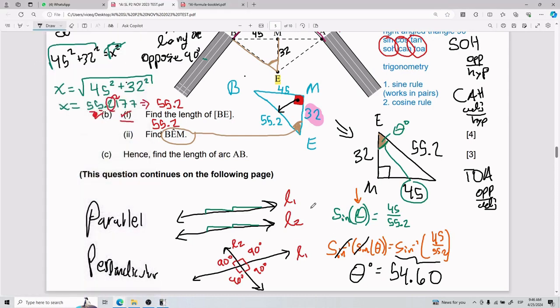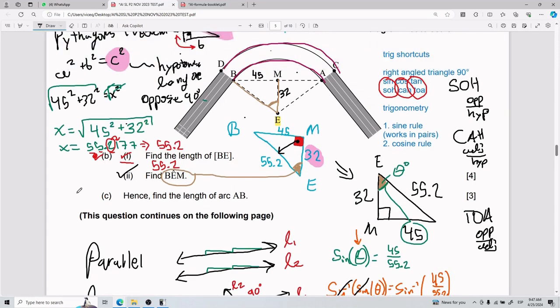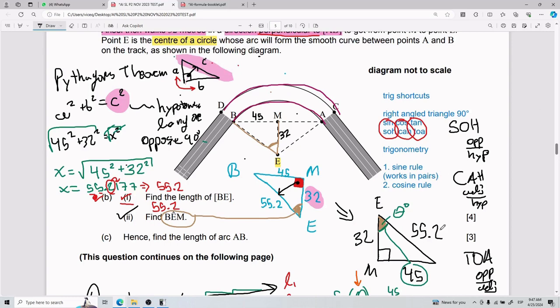54.60, I can just leave it as 54.6. All right, so this is going to be my angle theta, and this is going to be for part B double I. Now, you can just skip ahead and go to part C. Now I'm going to show how you can do it with sine rule.